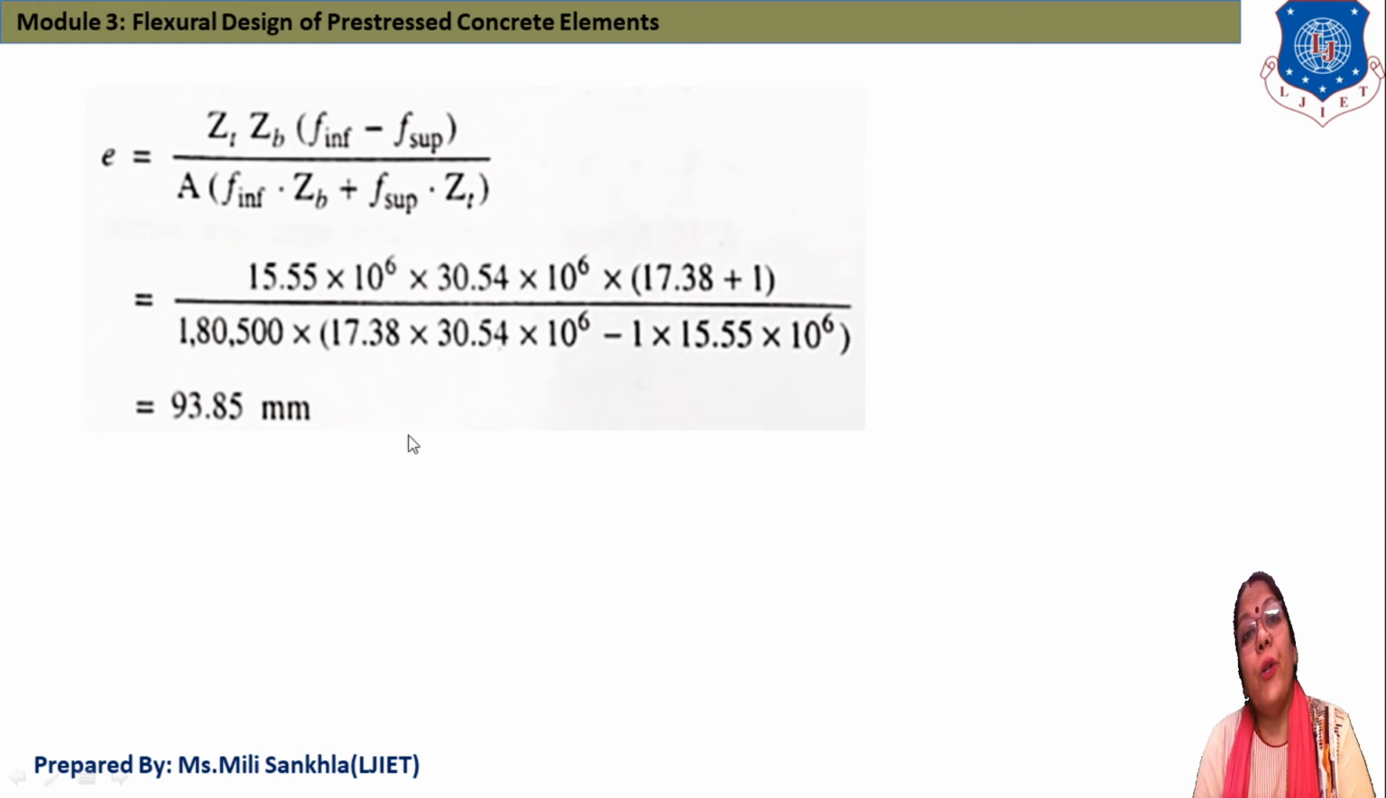Now according to our eccentricity we provide reinforcement in our composite section. The main purpose is to find the eccentricity, and then according to the eccentricity we provide vertical and horizontal bar reinforcement in our composite section.